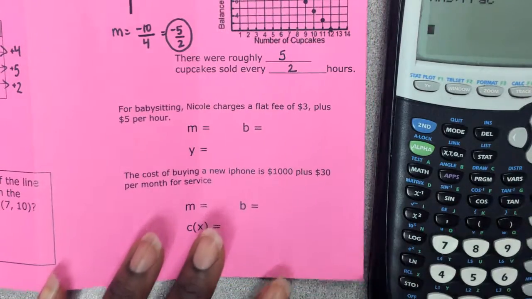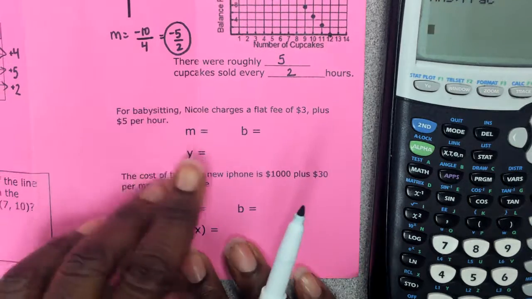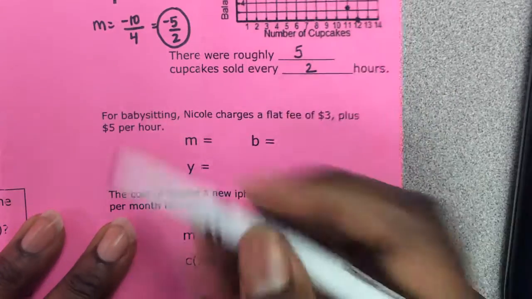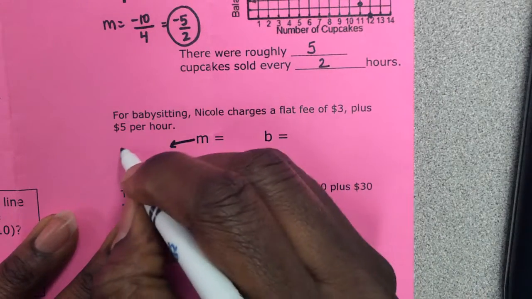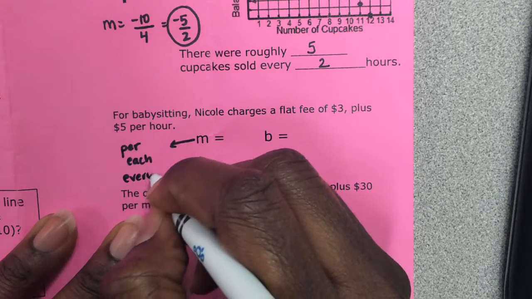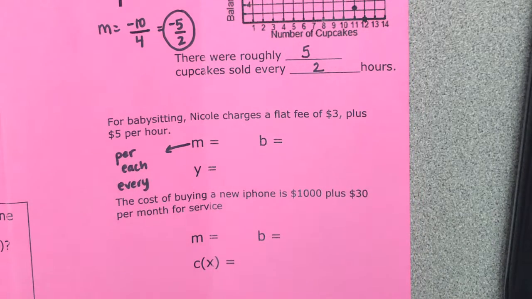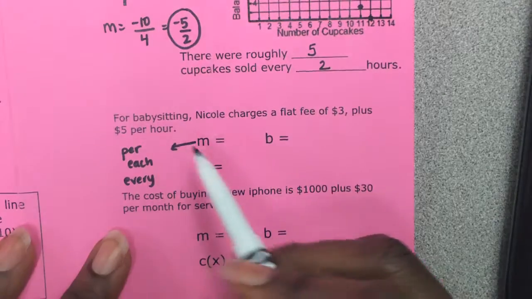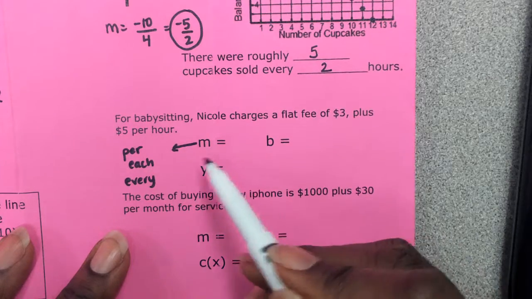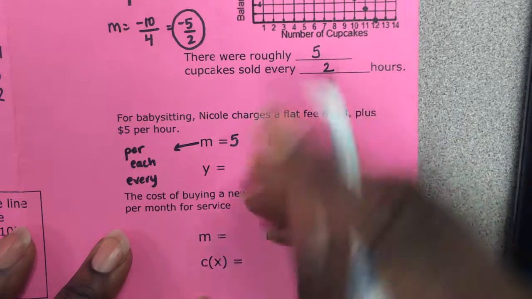So these two down here are word problems. In order to find the m, or the slope of the word problem, we need to be looking for some keywords. So please write down the word like per, each, or every. What happened each time? What happened every time? Most people are pretty good with this. It says for babysitting, Nicole charges a flat fee of $3 plus $5 per hour. How much each time, or how much per hour? $5 per hour. So 5 is my slope.